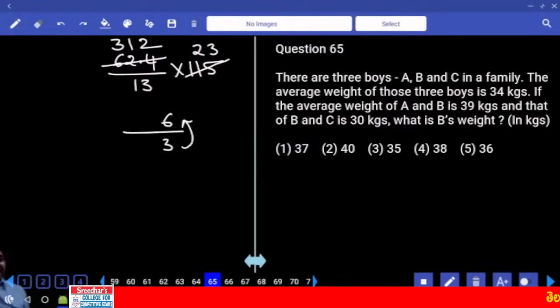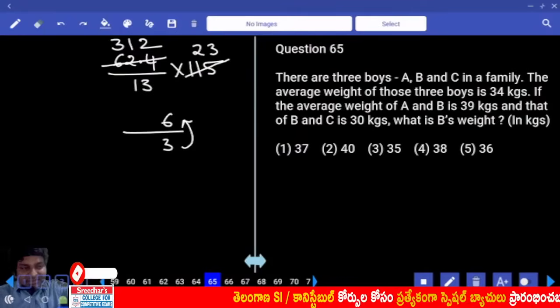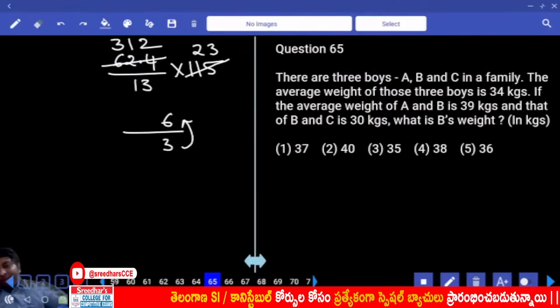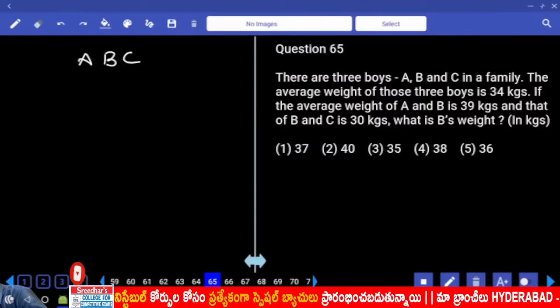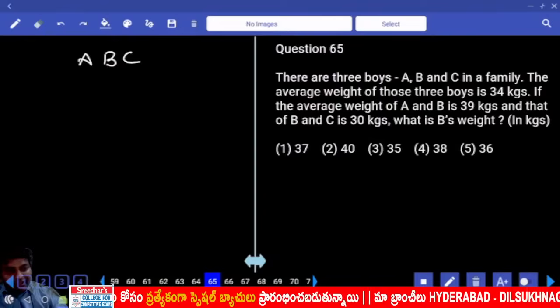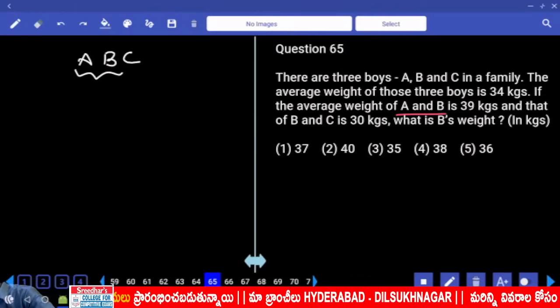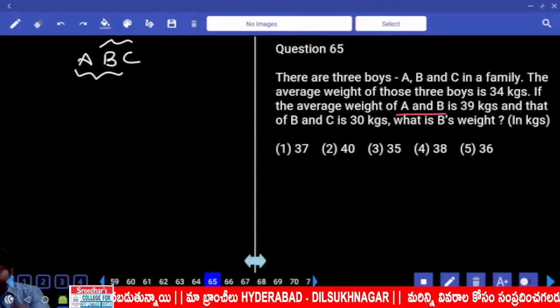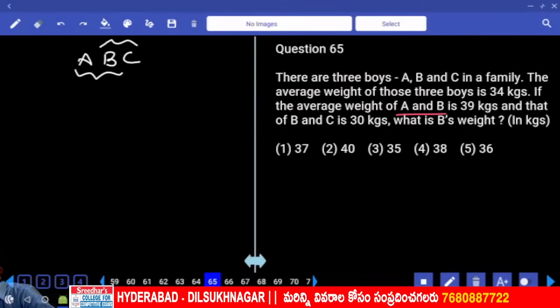There are 3 boys, A, B, C in a family. The average weight of those 3 boys is 34 kgs. If the average weight of AB is 39 and BC is 30, what is B's weight? See how many people are there? 3 people. Their average is given. First, they are talking about AB average. These 2. Next, they are talking about BC average. Here B is missing or B is repeating.